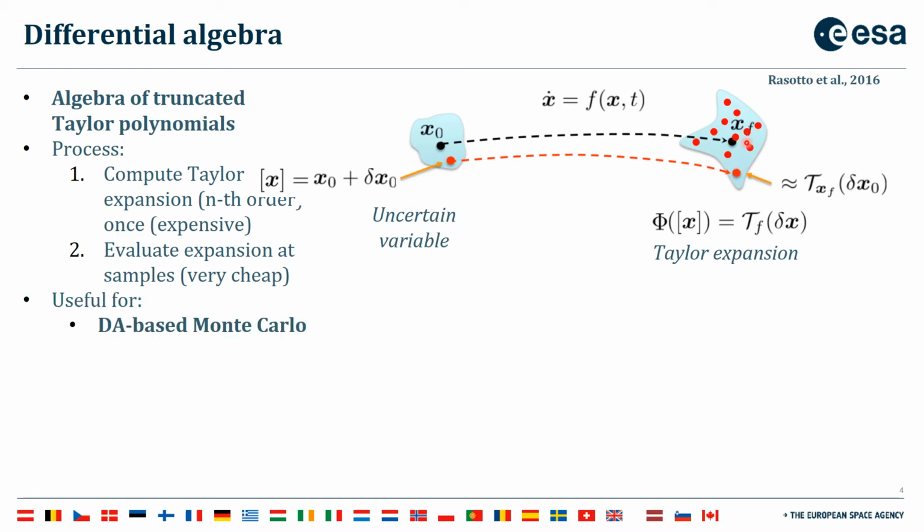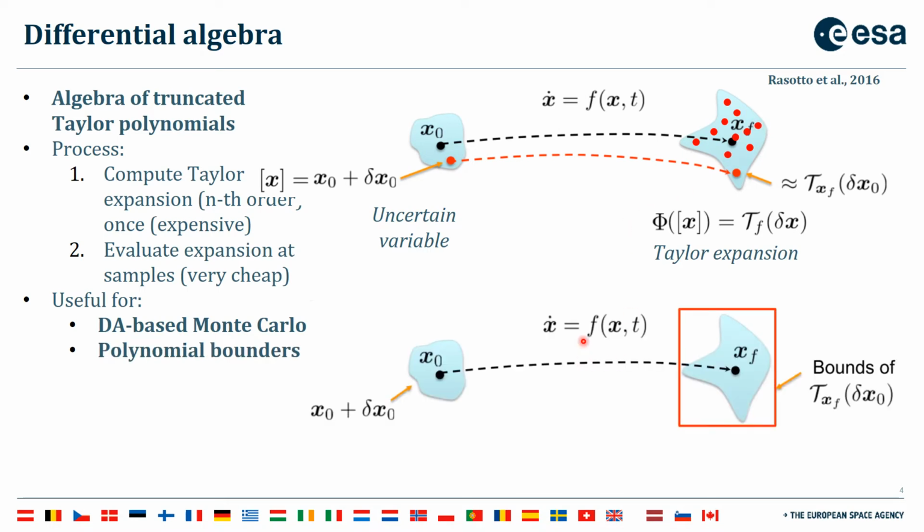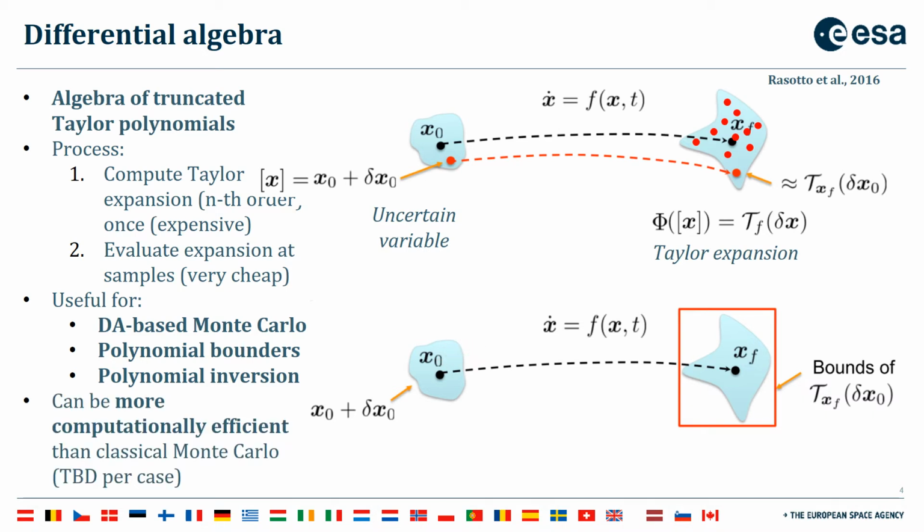And then you can do, as you can imagine, a differential algebra-based Monte Carlo where you evaluate many initial conditions. You can do the so-called polynomial bounders method, where you start from the bounds of your initial conditions, propagate the bounds, and immediately find the bounds of the final conditions. Or you can invert the Taylor polynomial and start from the bounds of the final condition, so the requirement, propagate them backwards instantly and see how the initial conditions behave. So this method can be more computationally efficient than classical Monte Carlo, but this is to be determined per case, as we will see in the following.